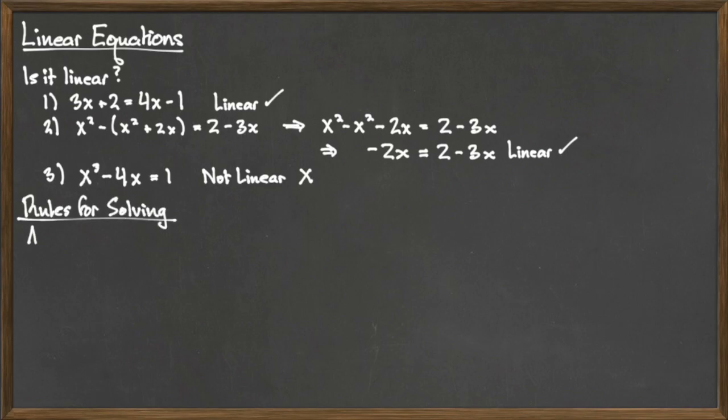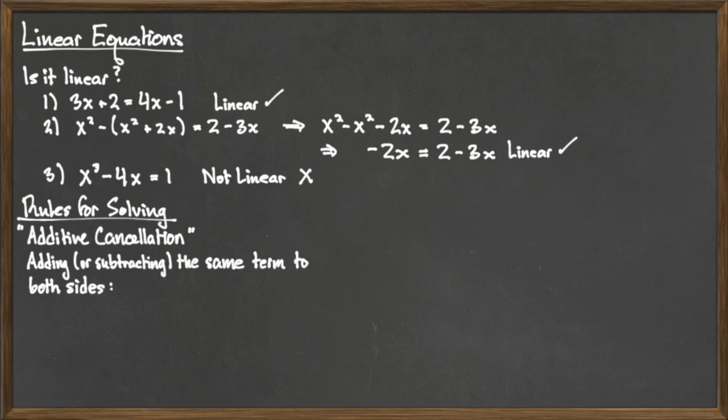To solve linear equations, we essentially have two rules. The first is additive cancellation, which says that I'm allowed to add or subtract the same term from both sides. So take the equation 4x minus 5 equals 2x minus 3. If I want to get that negative 5 to the right-hand side, I can add a 5 to both sides. This will give me 4x equal to 2x plus 2. Basically, if I have a level scale and I add 5 pounds to both sides, I end up with a level scale. And that's the whole point of equation solving, is keeping your equation balanced.